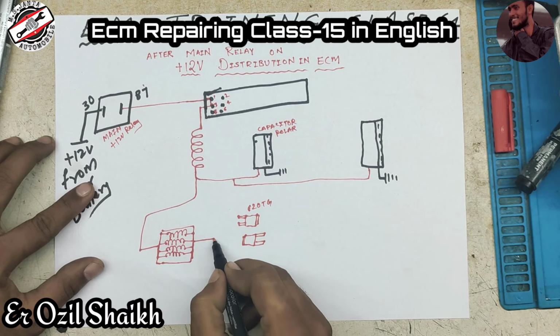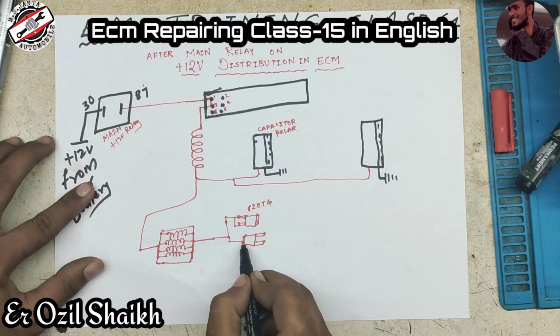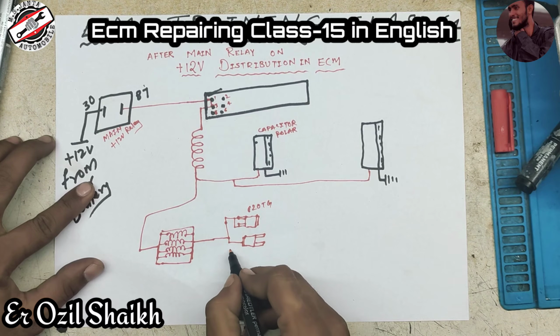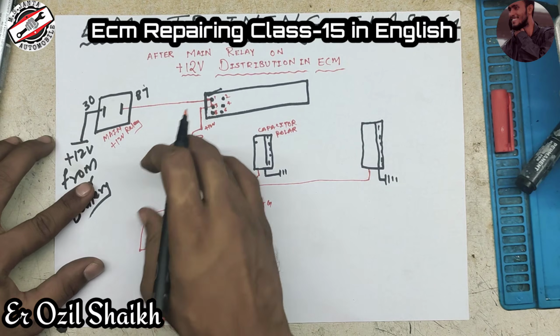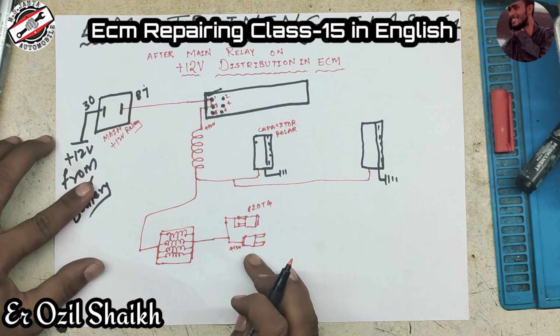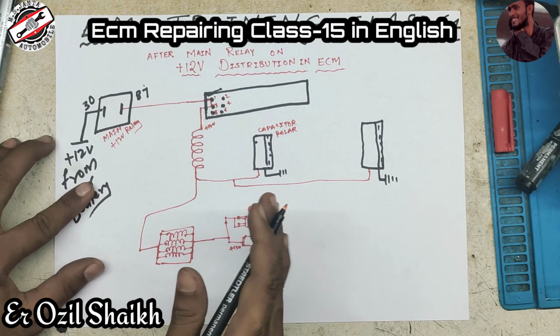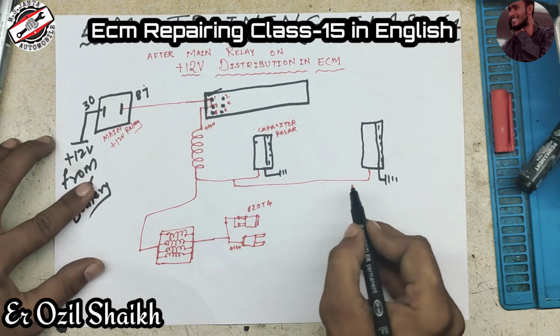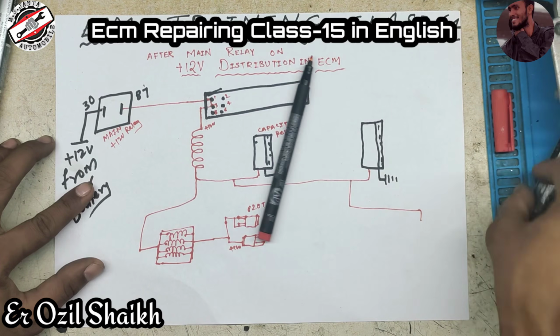This is the N channel MOSFET. One side of the MOSFET is connected to ground and another side is connected to the injector IC, and its drain is connected to this coil. When we supply PWM to this MOSFET, at that time it will work.